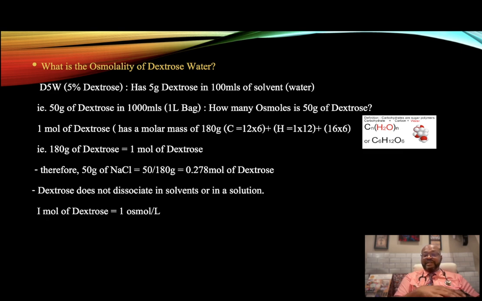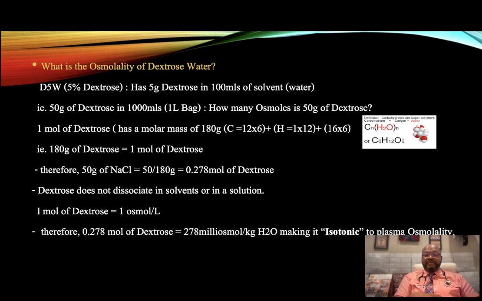Dextrose, unlike normal saline, doesn't dissociate in solvents or in solution. So 1 mole of dextrose contributes 1 osmole per liter. Therefore, 0.278 moles of dextrose equates to 278 milliosmoles per kilogram, making it also isotonic to plasma osmolarity. Now, in the bag, in the 5% dextrose bag, it's pretty much isotonic. So, let's say isoosmolar rather.